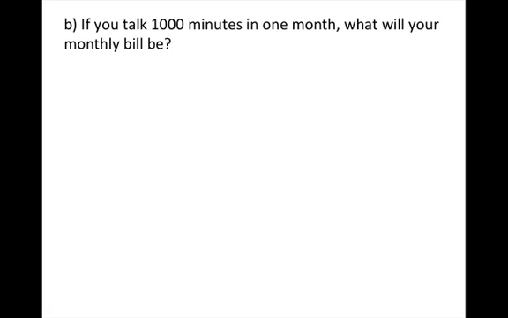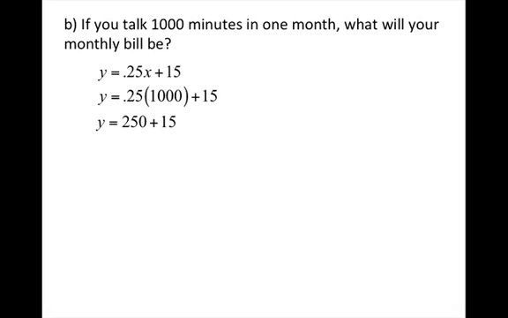Now in part B, if I talk 1,000 minutes in 1 month, what will your monthly bill be? So take the equation we just found, y equals 0.25x plus 15. X was the number of minutes, so I plug the 1,000 in for the x. So this gives me 250 plus 15, so I end up with 265. Y was my monthly bill amount, and that's what I'm asked for, so the monthly bill would be $265.